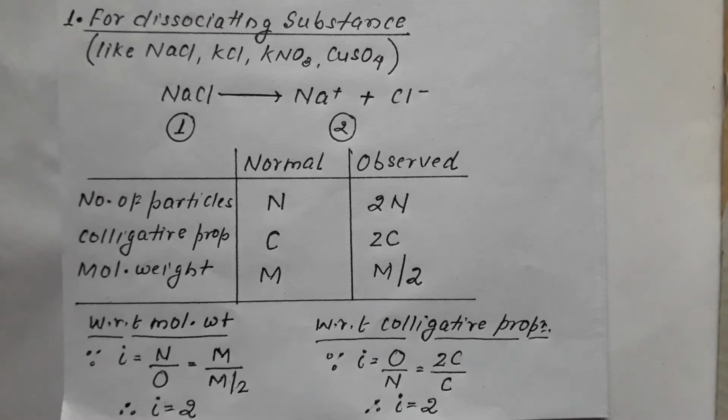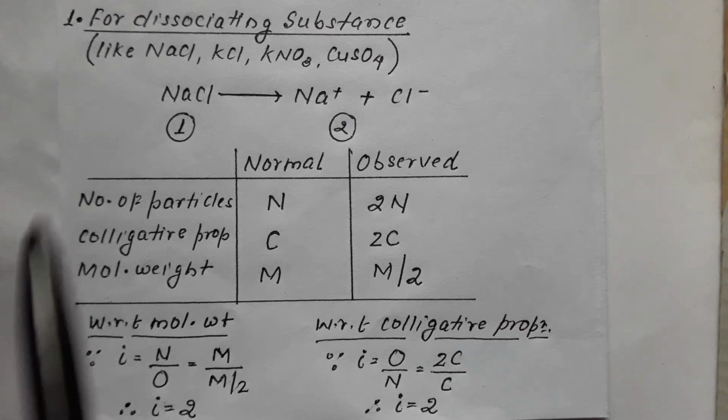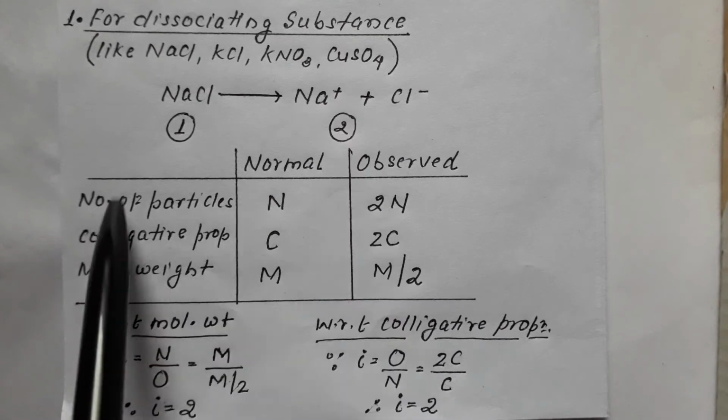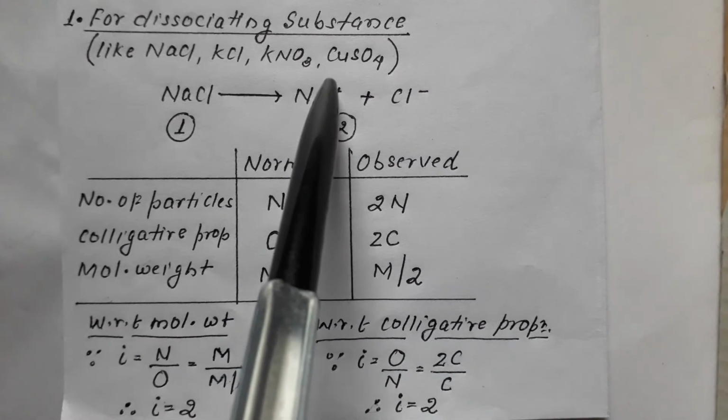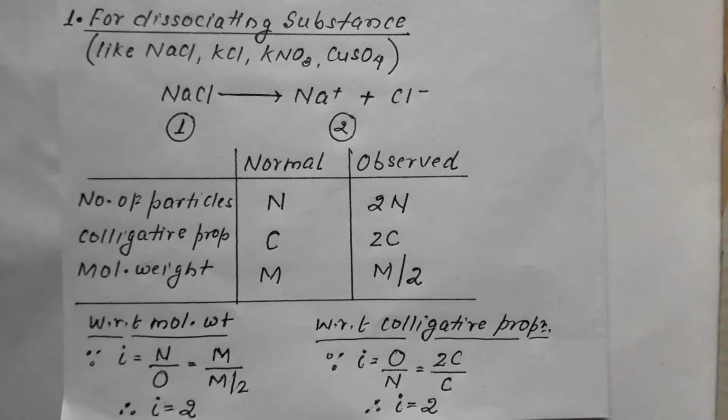So let us first deal with the dissociating substances, those substances which dissociate in the solution, like NaCl, KCl, KNO3, copper sulfate, etc. So those substances which dissociate, that is ionize in the solution, for them what would be the value of i?